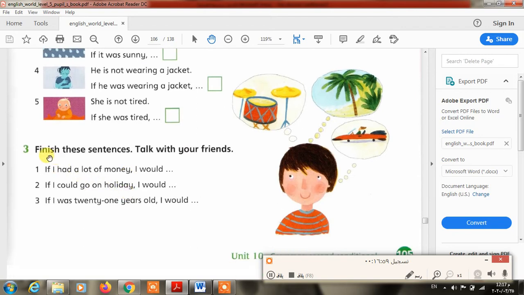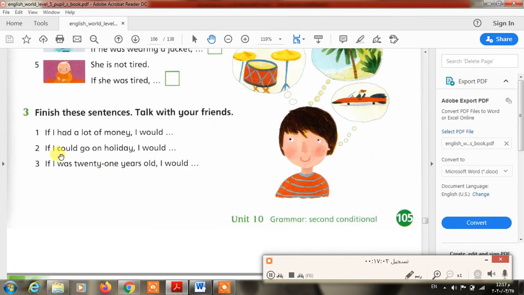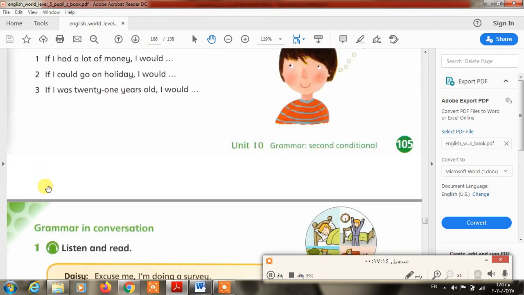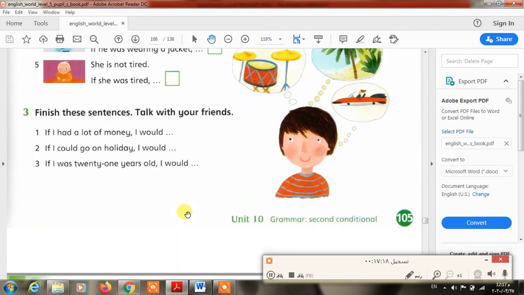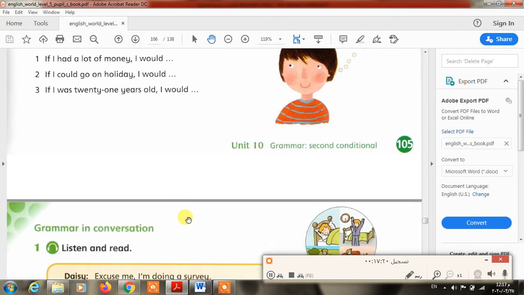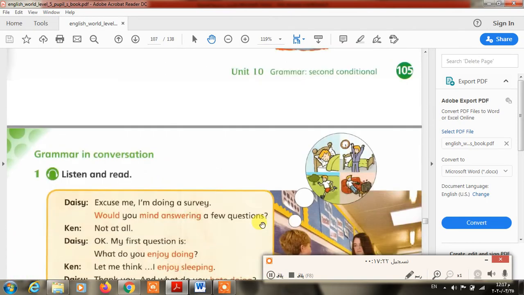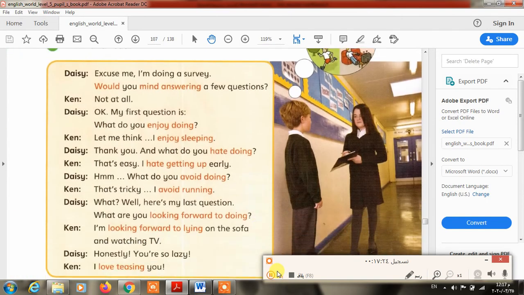Okay, finish these sentences to talk with your friends. It's up to you. If I had a lot of money, I would. What do you think? If I could go on a holiday, I would. If I was 21 years ago, I would. What do you think about these possibilities? Okay, now page 106.